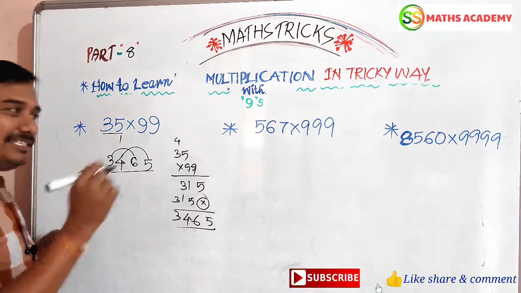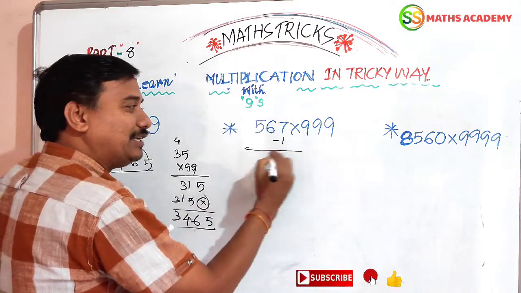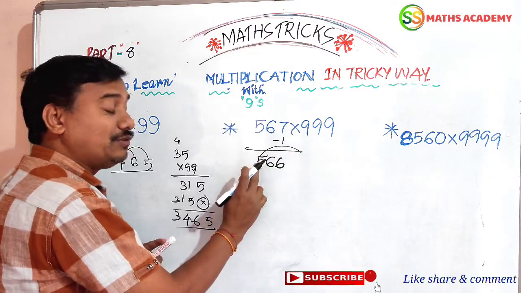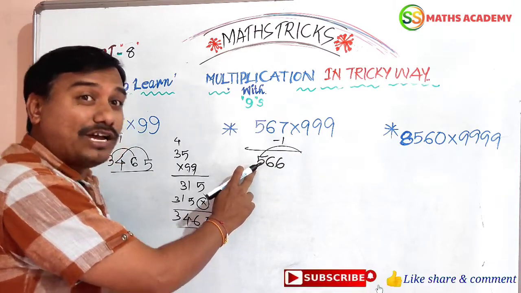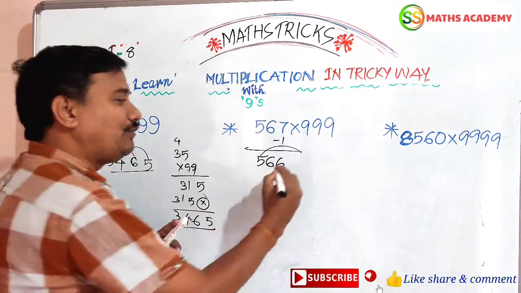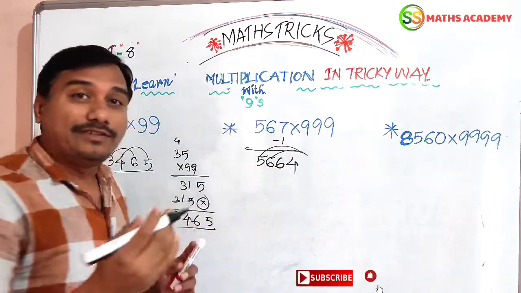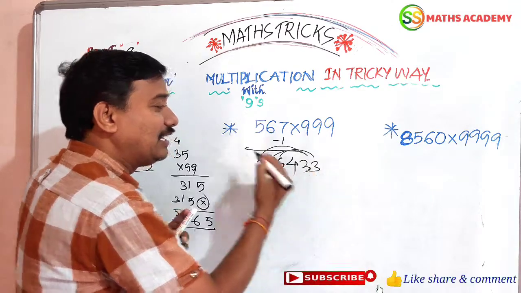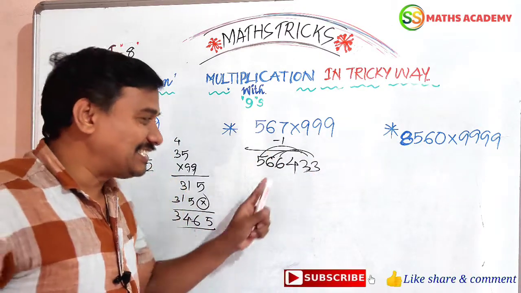Now let us see the next number. Yes, you decrease one number, it becomes 566. Now which number should you add to 5 to get 9? Yes, absolutely 4. Which number should you add to 6 to get 9? Exactly 3. Here also 3. Now check this answer in your calculator.